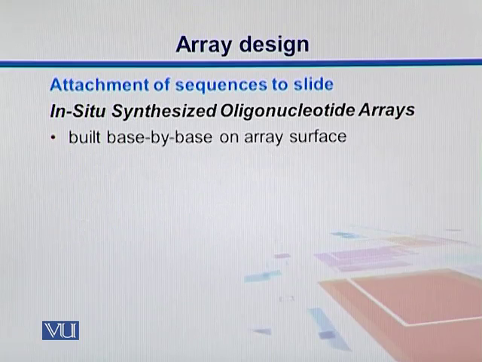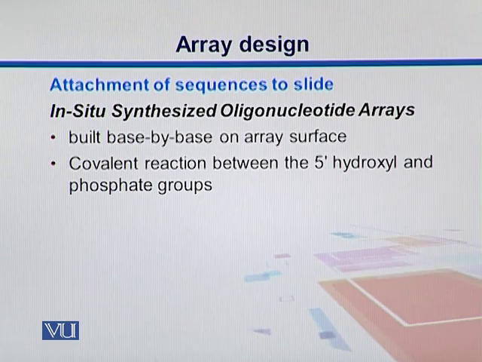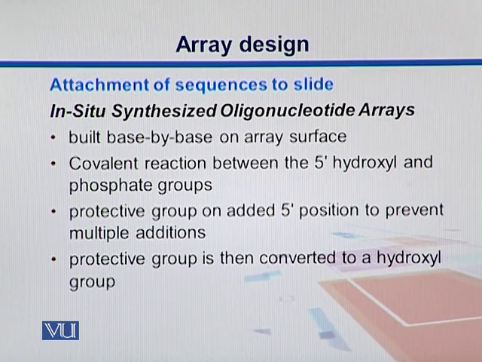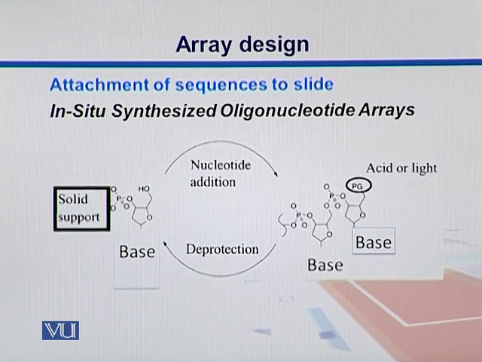In another scenario, we are using in situ synthesized oligonucleotide arrays, for example Affymetrix. Here the nucleotides are added one by one as far as those probes are concerned. So we have base by base addition on the array surface. There is a covalent reaction between the 5' hydroxyl and phosphate groups, and we add protective groups on the 5' position to prevent multiple addition. So you add one nucleotide at a time in order to prepare that probe in a smooth fashion. The protective group is then converted into a hydroxyl group. This is how it happens.